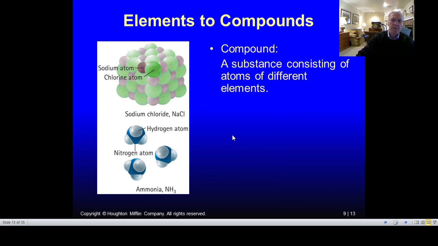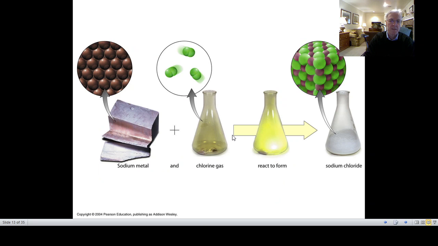So a compound is a substance consisting of atoms of different elements. One thing to keep in mind is that when elements combine to form compounds, the properties of the compound are uniquely different from the elements that combine to form it. For example, sodium metal is a soft silvery metal that's explosive if left out in the air or in contact with water. Chlorine gas is a green poisonous gas, and yet if you combine this explosive metal with this poisonous gas, you get sodium chloride, which is salt that we use to sprinkle on our food, which is not toxic.